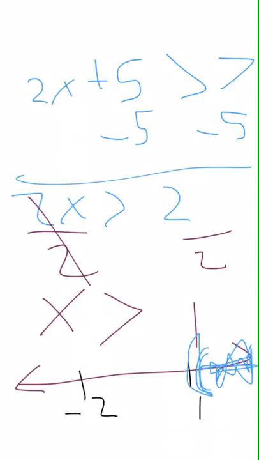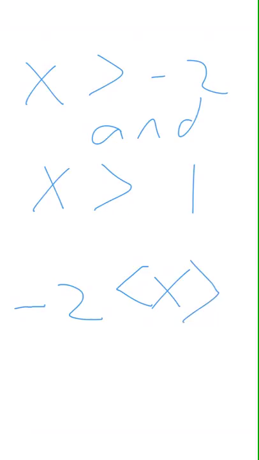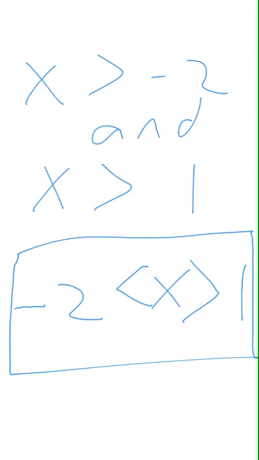If you want to know the shorthand for writing both of these inequalities, x is greater than negative 2 and x is greater than 1, that'd be negative 2 is less than x and x is greater than 1. You can always just write it as a compound inequality like this. Just make sure the symbols are pointed in the correct direction.